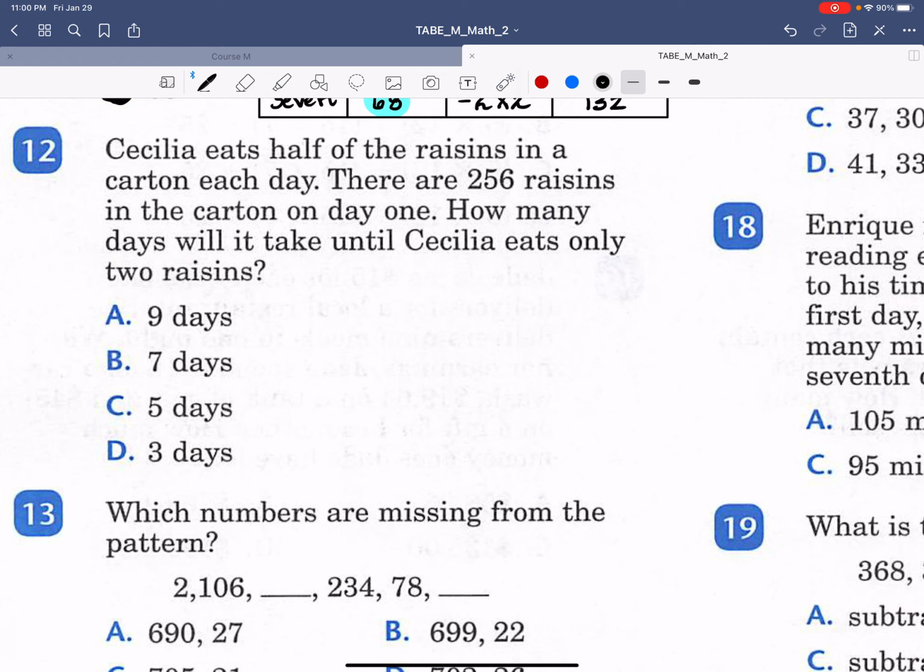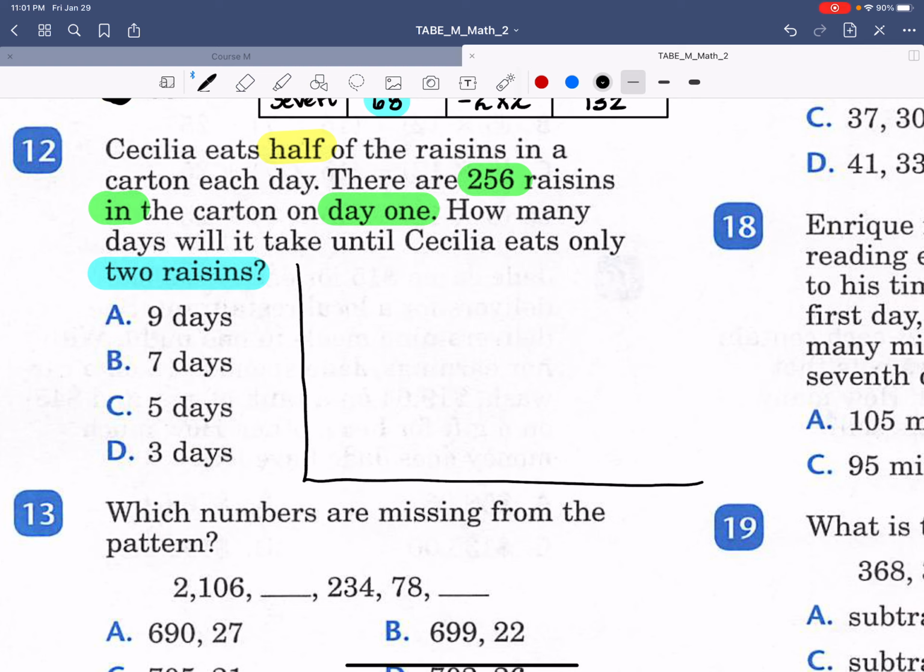Cecilia eats half of the raisins in a carton each day. Well, there's a rule. Half means divide by 2. There are 256 raisins in the carton on day 1. How many days will it take until Cecilia eats only 2 raisins? So we don't know how many rows we need on this one. That's what we're trying to figure out.